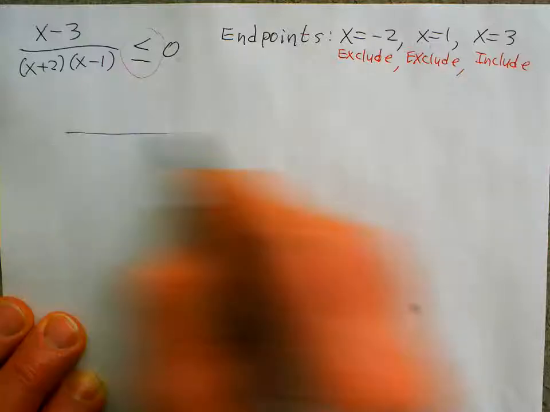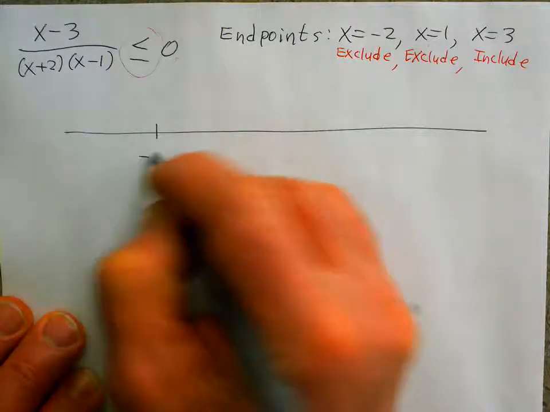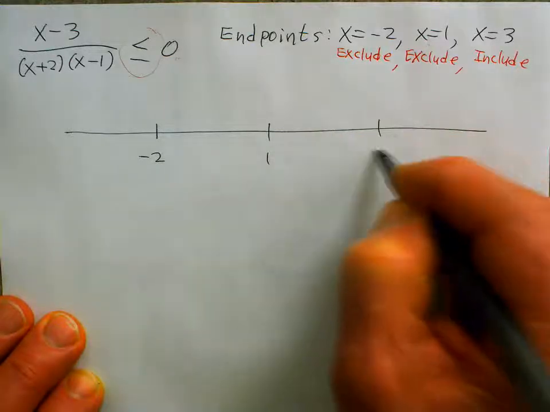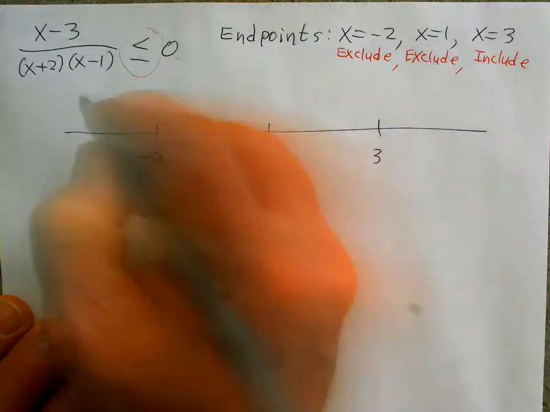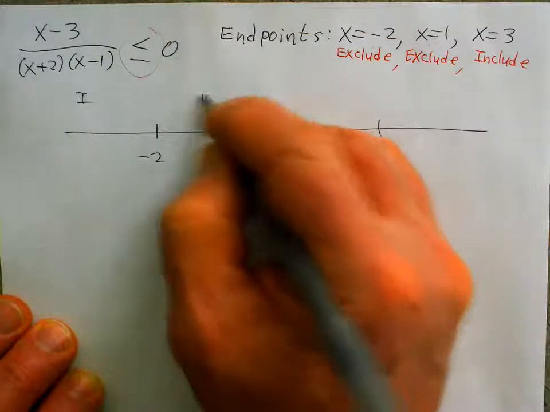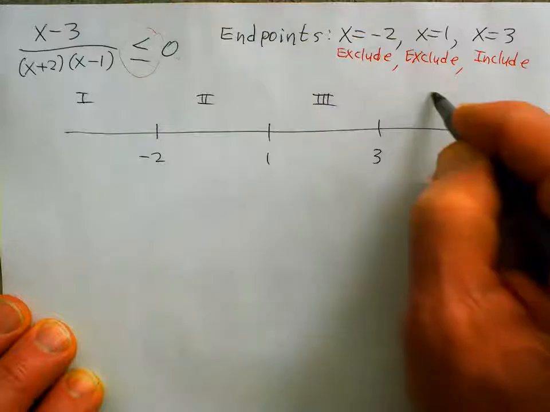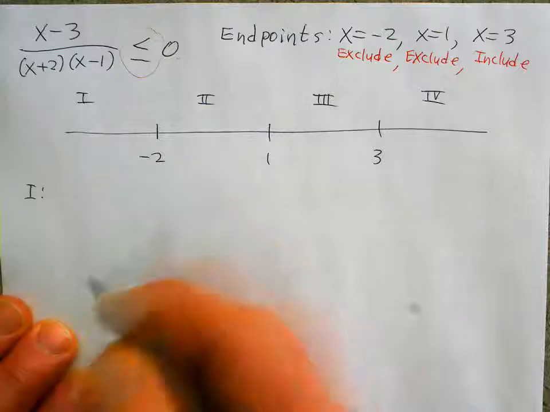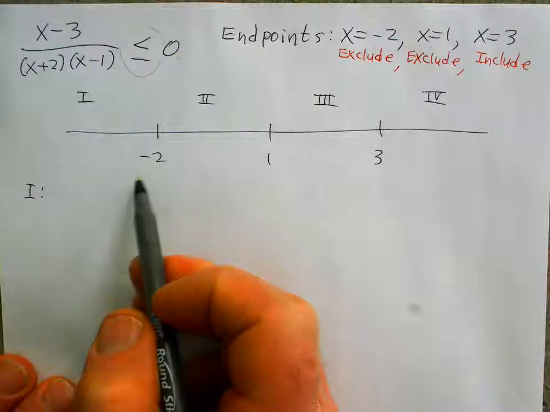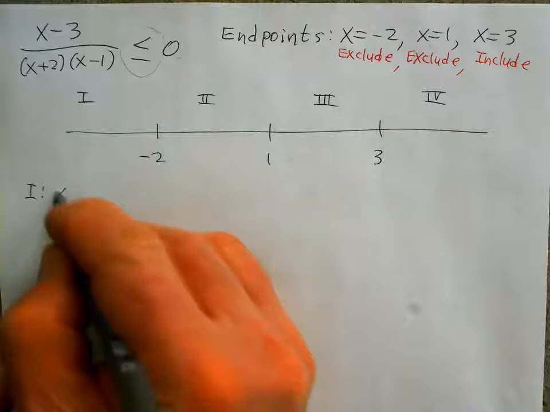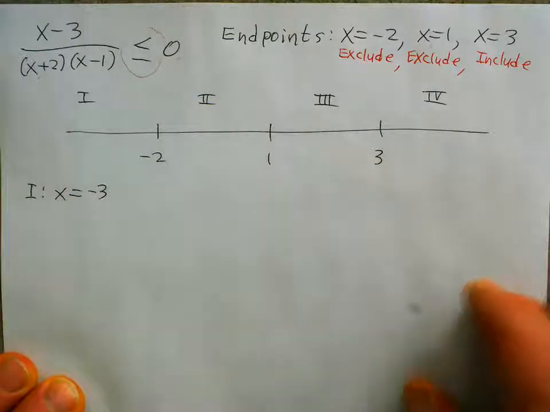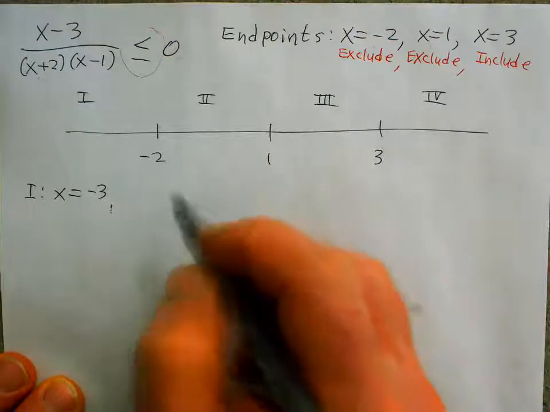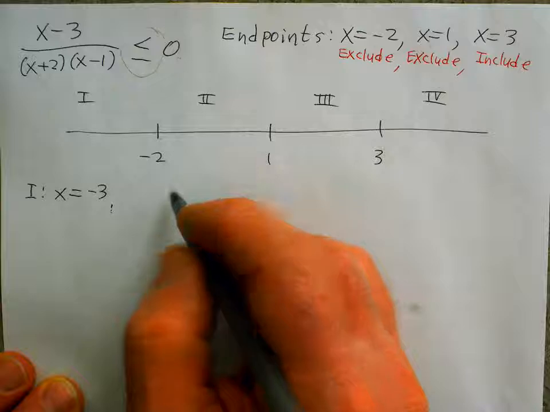Okay, next let's divide the number line into separate intervals using the endpoints -2, 1, and 3. So we have 4 intervals to test. In the interval on the left, we can pick any number we want less than -2. So I'll pick -3. Then in the inequality, replace every x with -3.